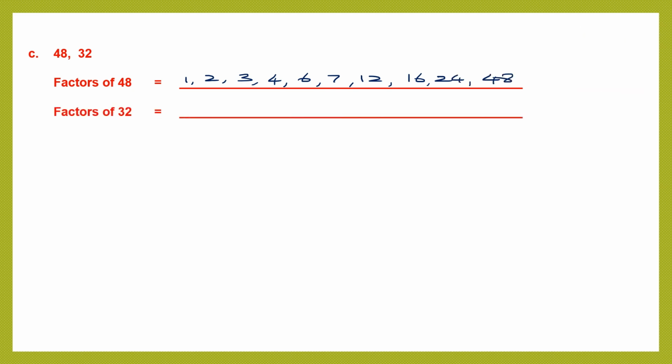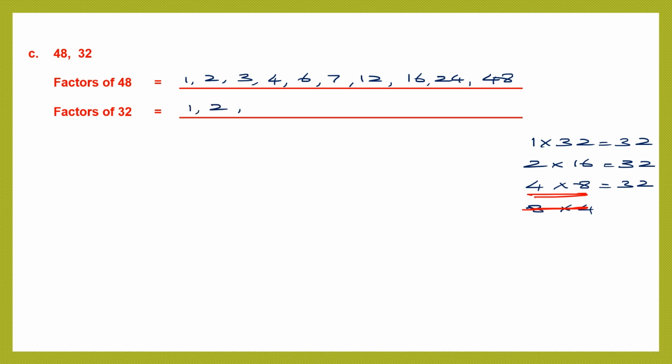Now let's find the factors of 32. So 1 into 32 is 32. 2 into 16 is 32. 3 into nothing. 4, 4 eights are 32. 5 no. 6 no. 7 no. 8, 8 into 4. But as you can see, 8 and 4 are already there, so you need not write this. So what are the factors? 1, 2, 4, 8, 16 and 32.